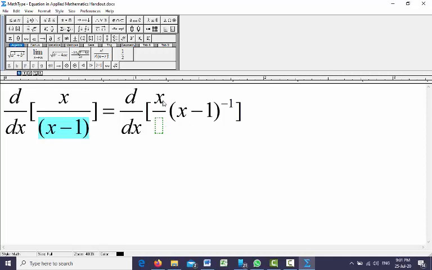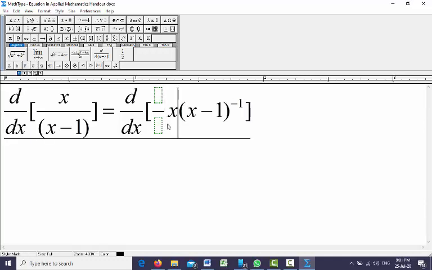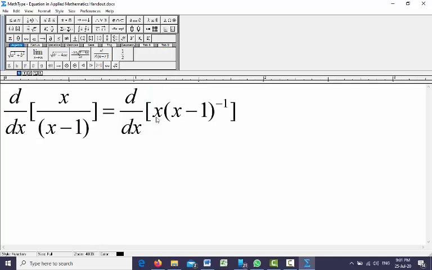Now this x is above. We have this x in the numerator and nothing in the denominator, so we can write it like this. Here we can just remove the fraction. So now it's very easy, and you can do the differentiation now.